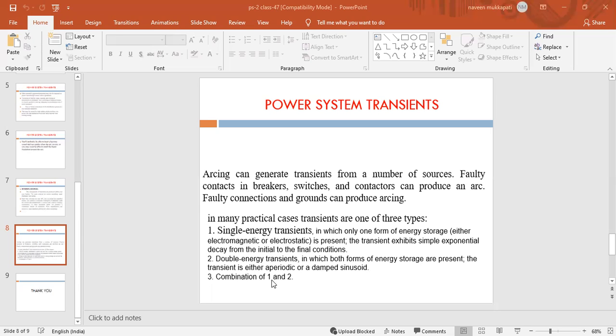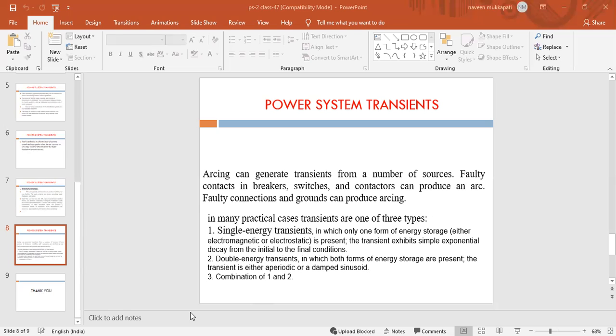Okay, basically the transients are mainly classified into single energy transients, double energy transients, and a combination of single and double energy transients. First of all, what is meant by a single energy transient? Single energy transients means only one form of energy storage is present. These transients exhibit simple exponential decay.